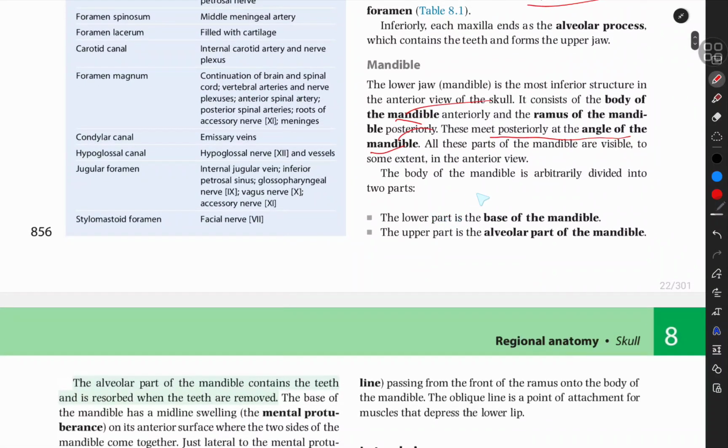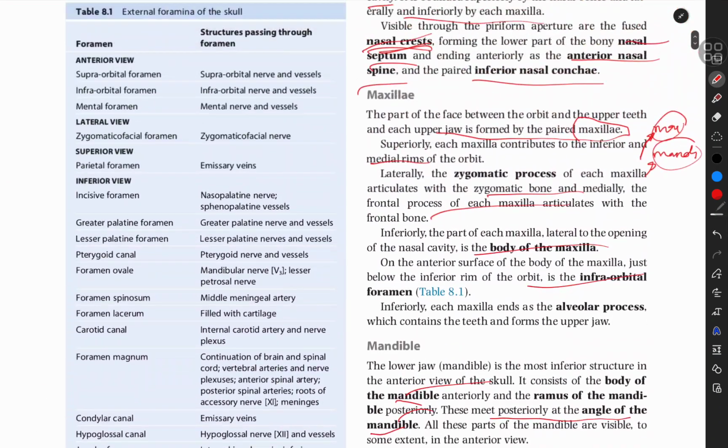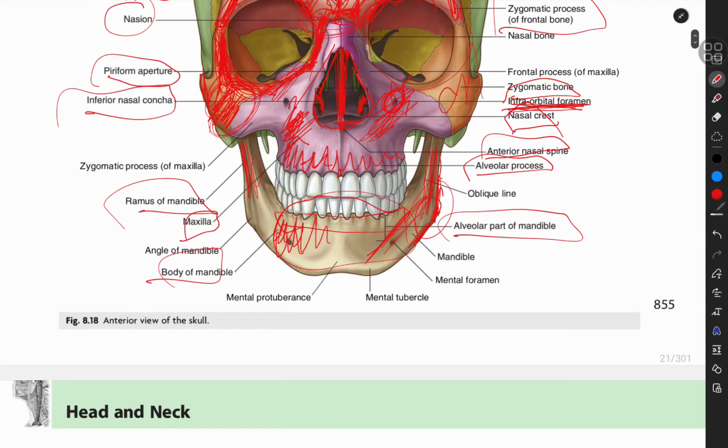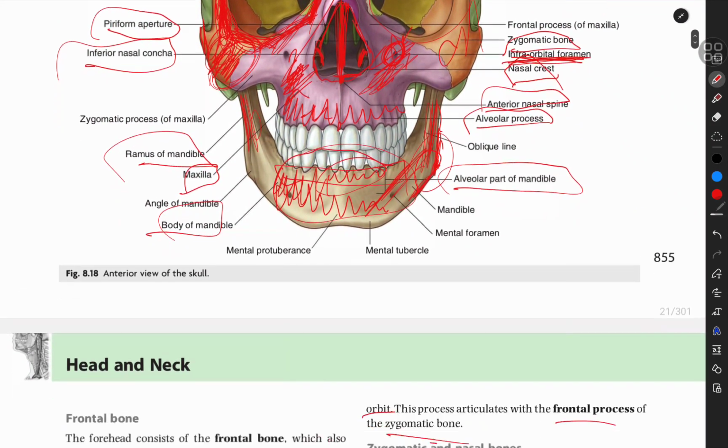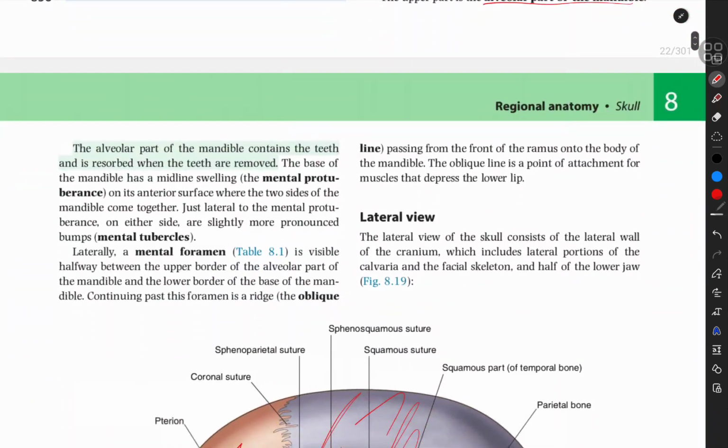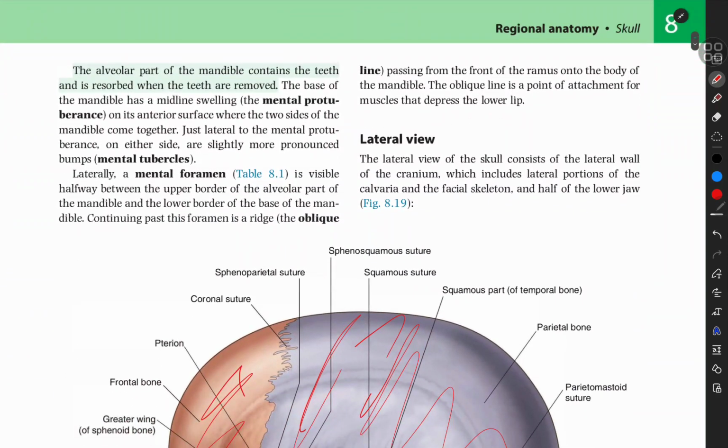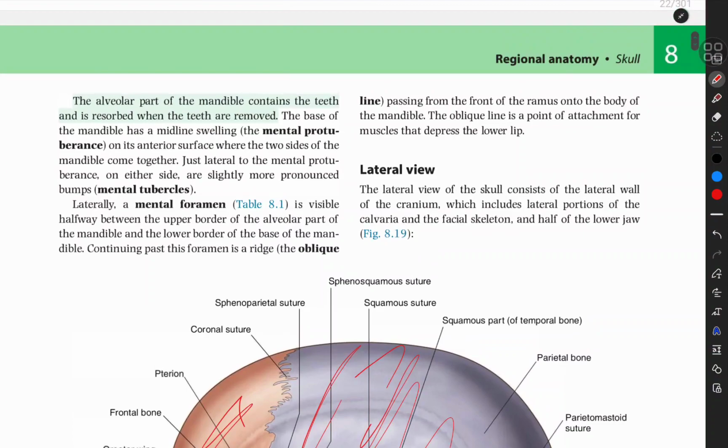In the anterior view, the body of the mandible is arbitrarily divided into two parts. The lower part is the base of the mandible, and the upper part is the alveolar part, which holds the teeth. Arbitrarily, no reasoning whatsoever. There is a reasoning, but yeah, it doesn't hold up too well.